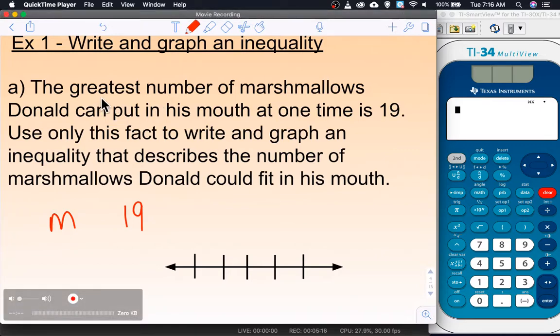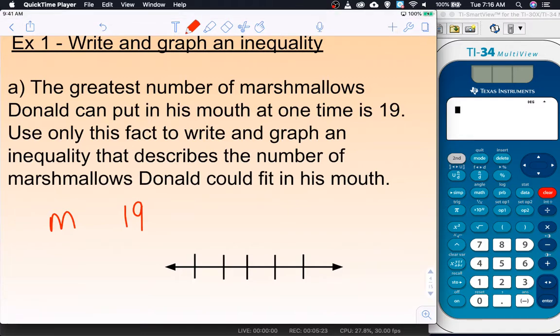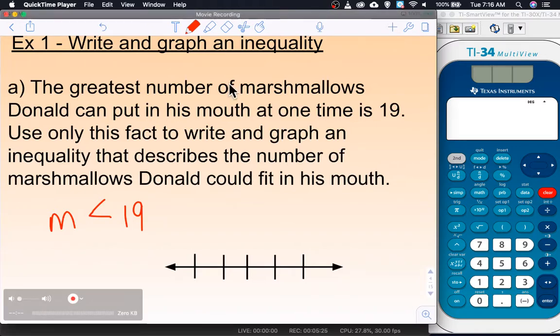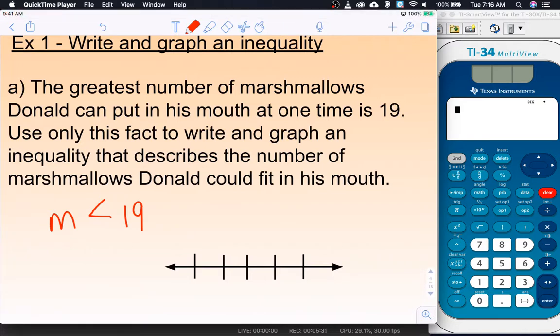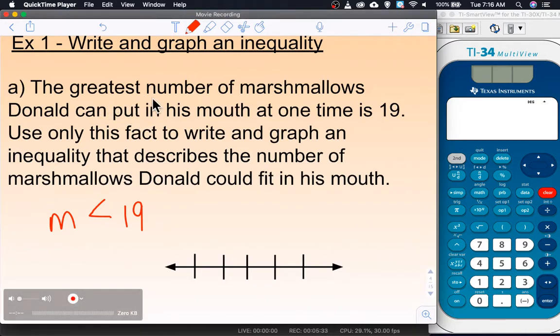Let's see. Well, if the biggest number of marshmallows he can fit in his mouth is 19, he cannot fit more than that. So he can fit less than 19. The number of marshmallows could be less than 19. But is he also allowed to have exactly 19? The greatest number of marshmallows he can put in his mouth at one time is 19. Yeah, he can have that. So that's why we're going to change this from a less than to a less than or equal to.